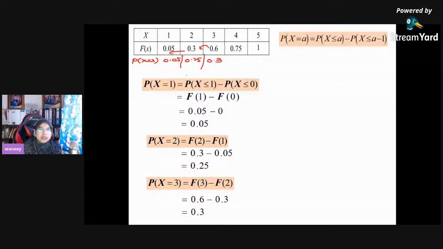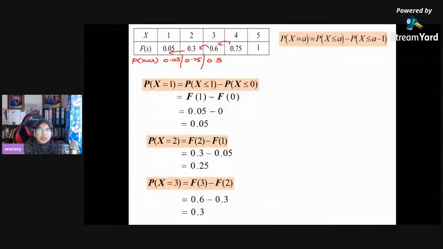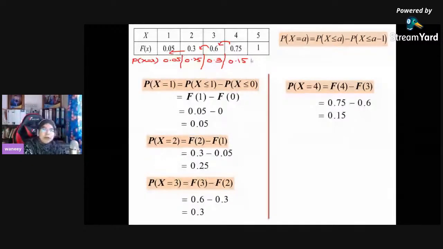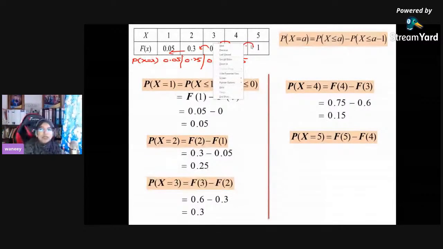How do we get the probability for x equal to 4? So from here, we minus the previous one. So 0.75 minus 0.6. So it will become 0.15. And then the last one for the probability of x equal to 5. So you're going to simply take this cumulative probability minus the previous cumulative. So 1 minus 0.75. So the answer is 0.25.